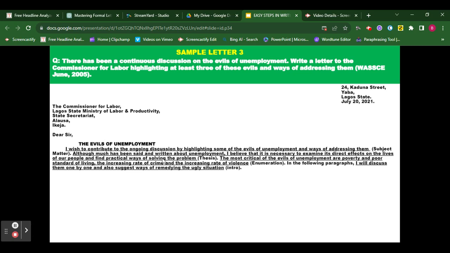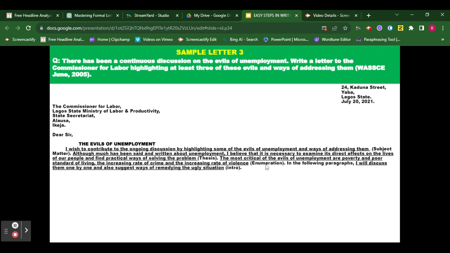Although much has been said and written about unemployment, I believe that it is necessary to examine its direct effects on the lives of our people and find practical ways of solving the problem. This is your thesis. The most critical of the evils of unemployment are poverty and poor standard of living, the increasing rate of crime, and the increasing rate of violence.